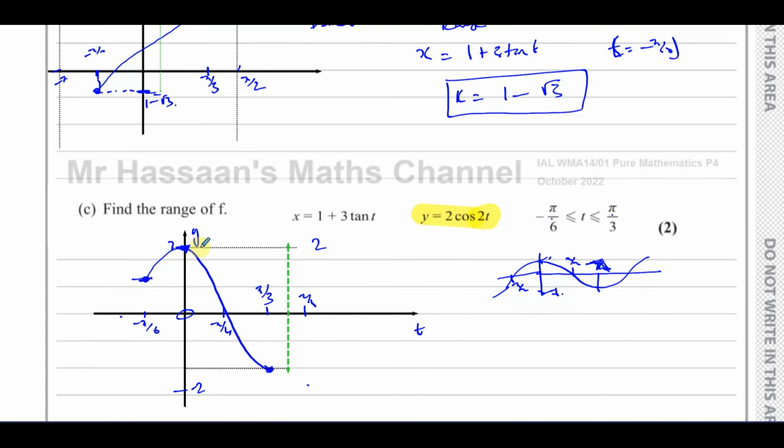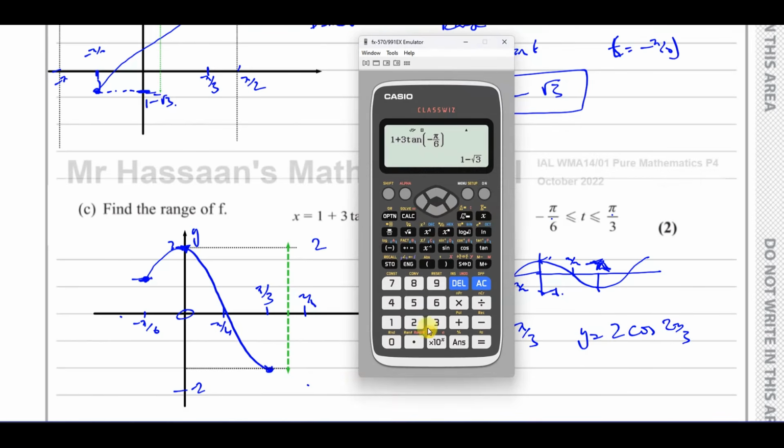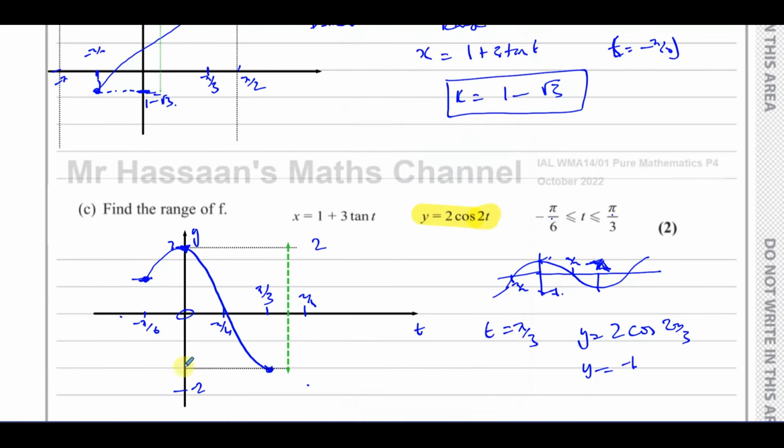Well, it's 2, when t equals 0. And the lowest value you can reach is when t is pi over 3. Okay, so when t equals pi over 3, we have y equals 2 times cosine of 2 pi over 3. So we can put that in a calculator. We have 2 times the cosine of 2 pi over 3. And that gives us our lowest value, which is minus 1. Okay, so this is minus 1.